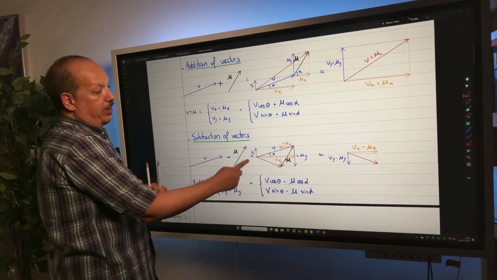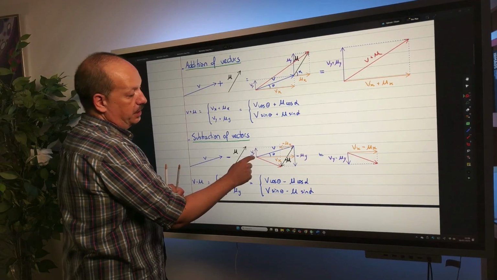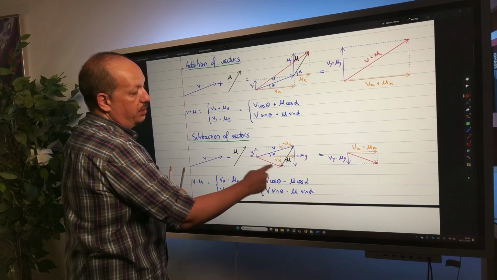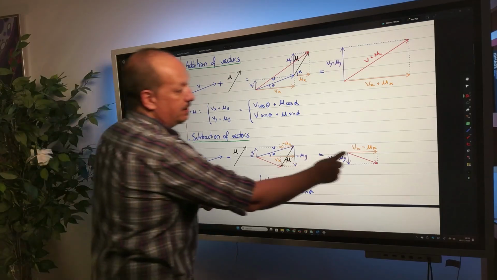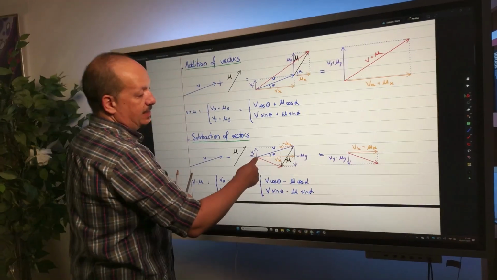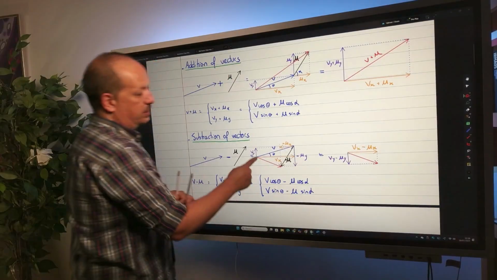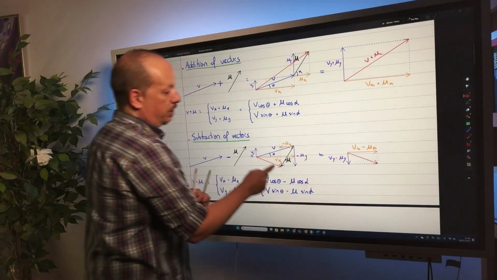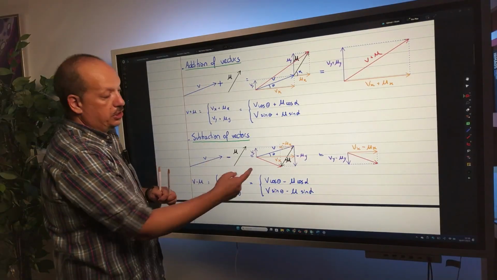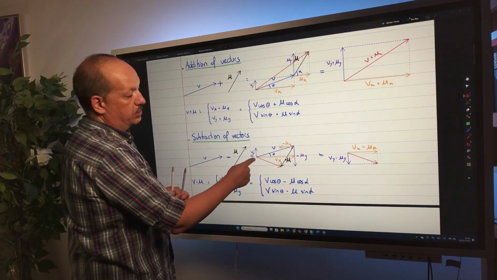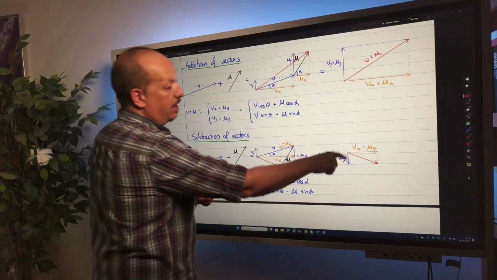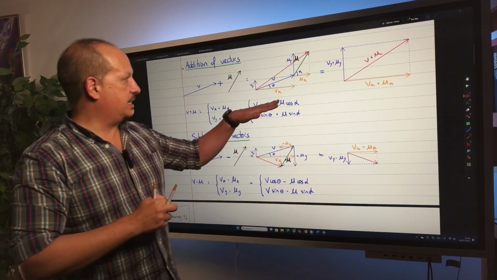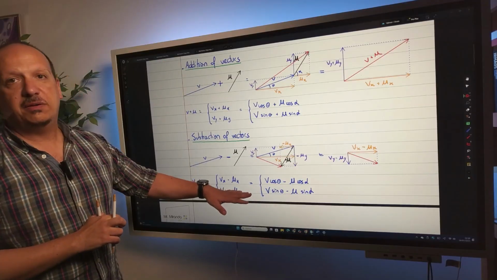Now the outcome vector is going to start again at the beginning of the first and at the end of the second. Now it's going to be this one over here. But the principle is the same. See? How big is the horizontal component? It's going to be Vx minus Ux. What is going to be the dimension of the vertical component of the resultant vector? It's going to be Vy minus Uy. Right? And everything that I said over there is still valid over here.